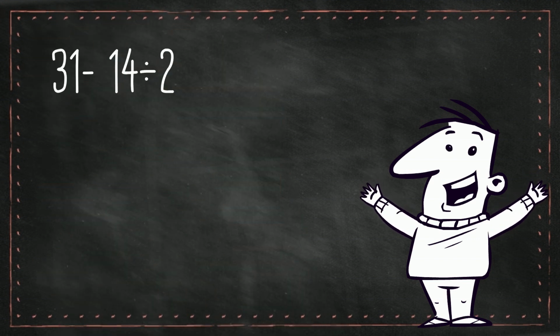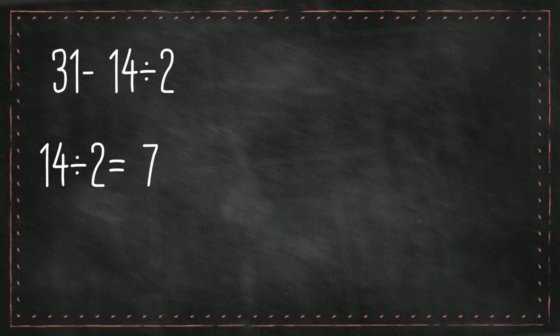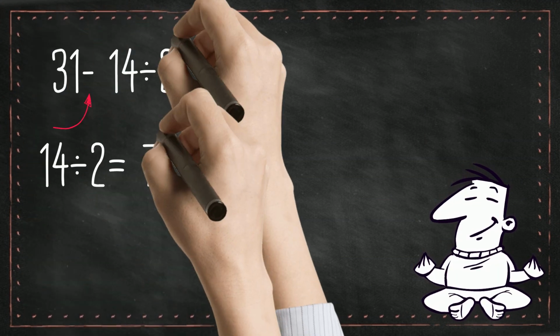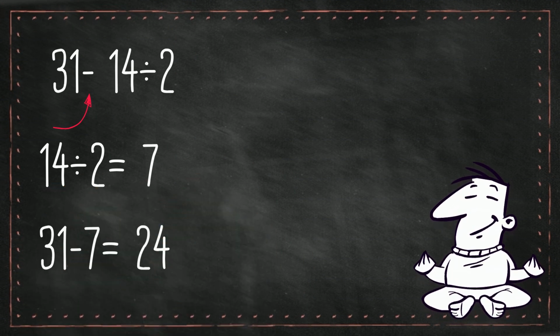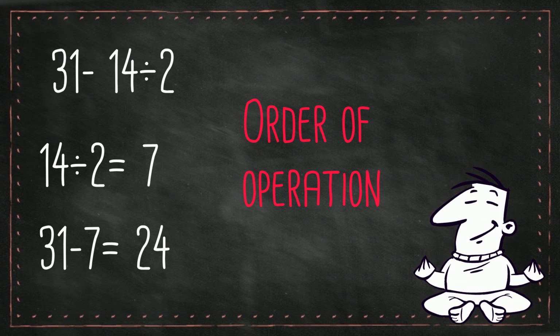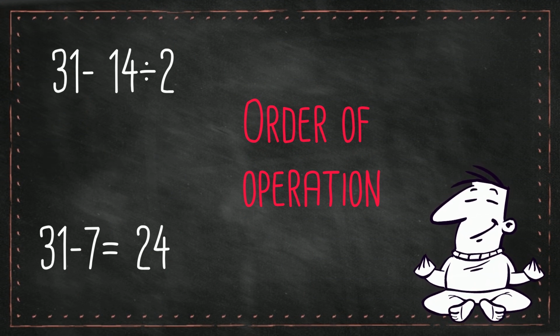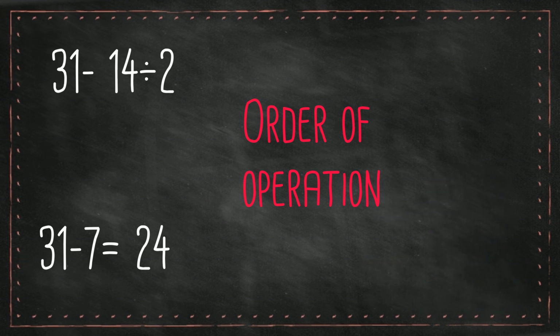How about this question? Now, to look at the right order, we know that multiplication and division always have to be done before addition and subtraction, which means we need to do 14 divided by 2 first, which is 7. Then we complete the subtraction part, which is 31 take away 7 equals 24, and that's the right answer because we have followed the correct order of operations to solve this problem.